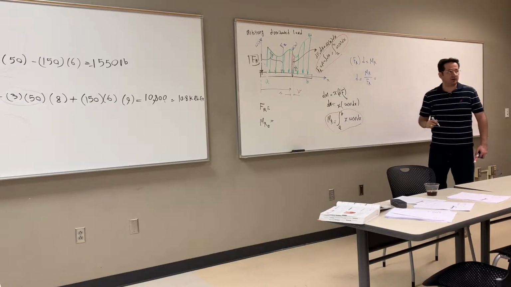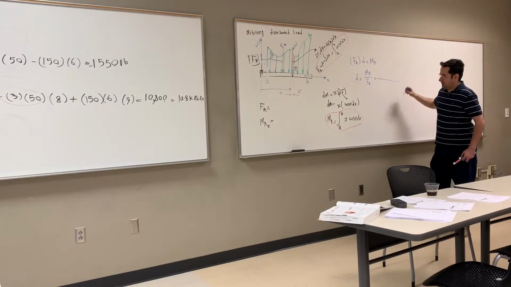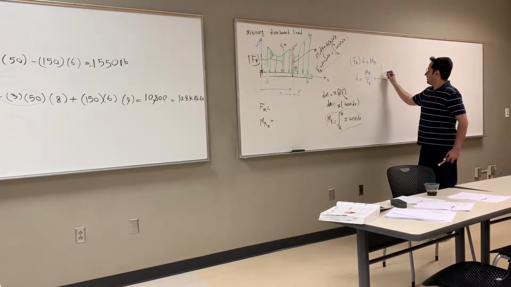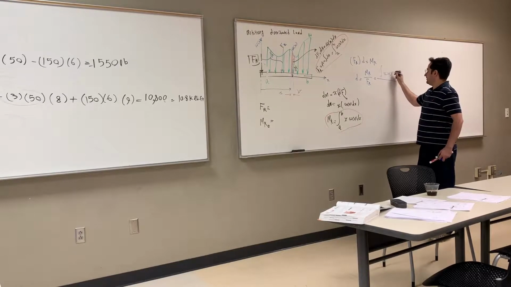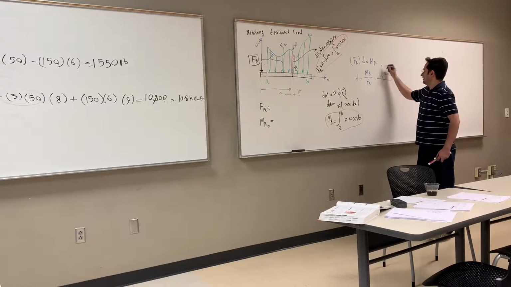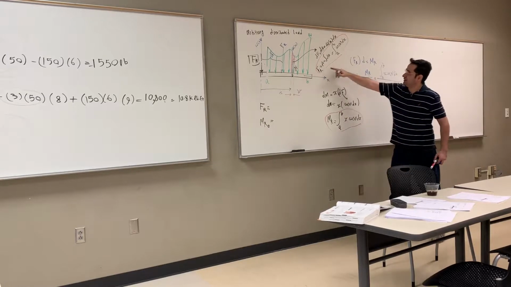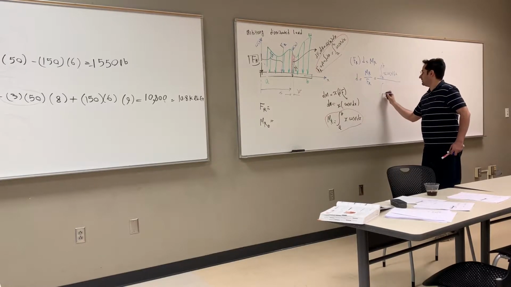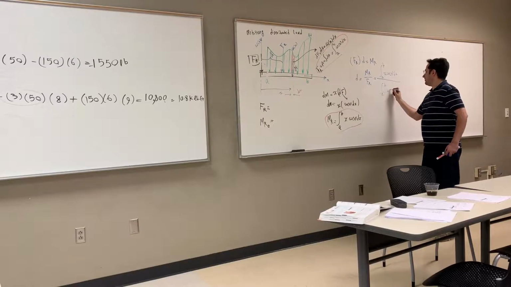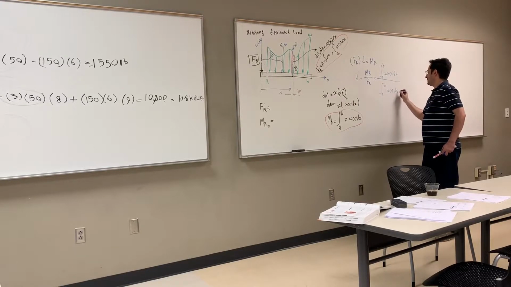So what's Mr? The integral of x omega x dx from a to b, divided by Fr, the integral from a to b of omega x dx. There you go.